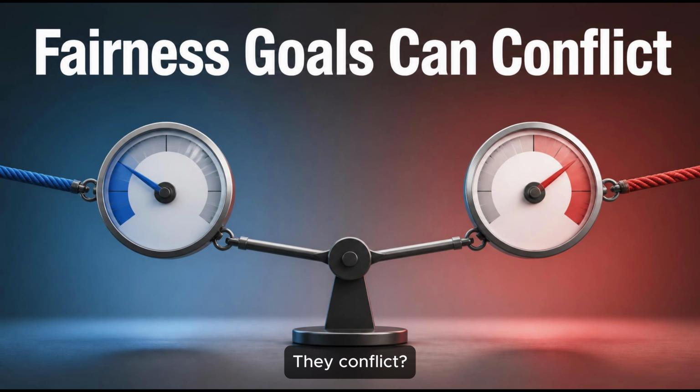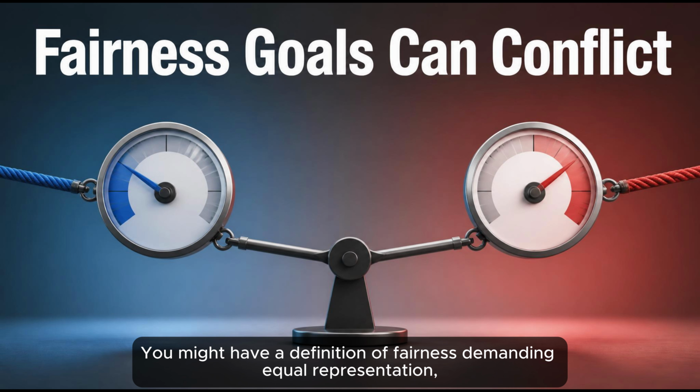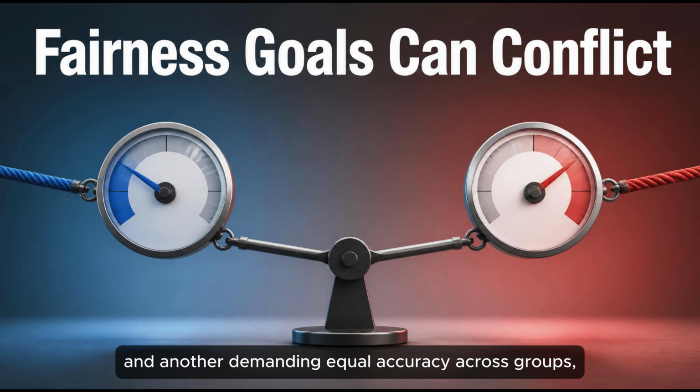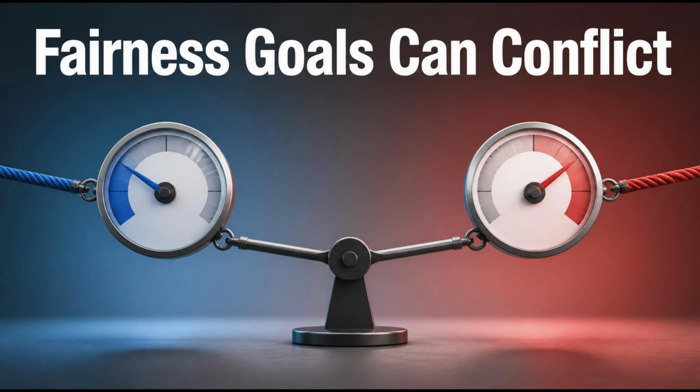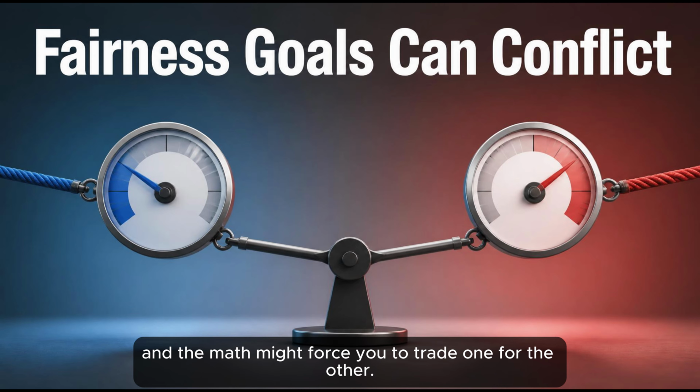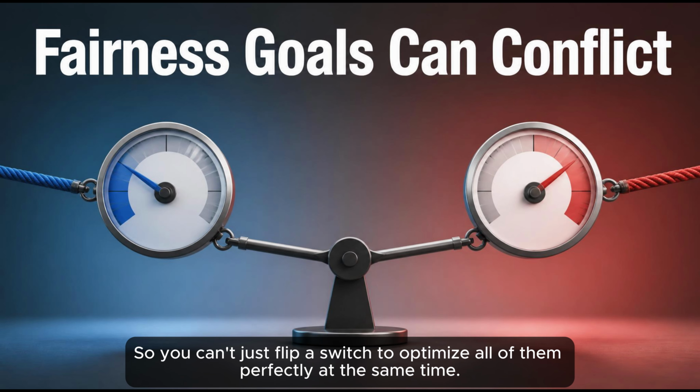Wait, really? They conflict? Yeah. You might have a definition of fairness demanding equal representation, and another demanding equal accuracy across groups, and the math might force you to trade one for the other. So you can't just flip a switch to optimize all of them perfectly at the same time.